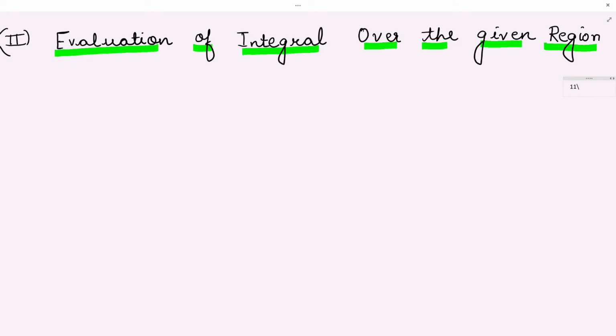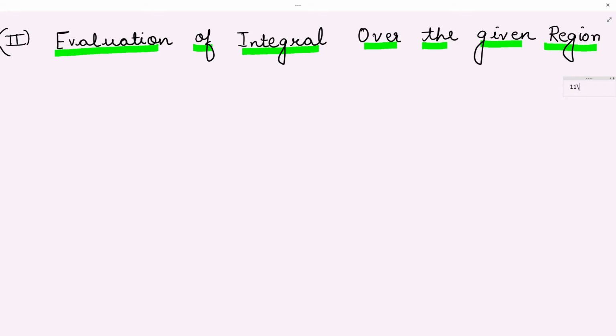Welcome back to the lecture on triple integration. In the last lecture, we took sums where we had to evaluate the integral, and the limits of integration were provided in the triple integration. In this lecture, we'll see problems where the limits of integration are not provided.